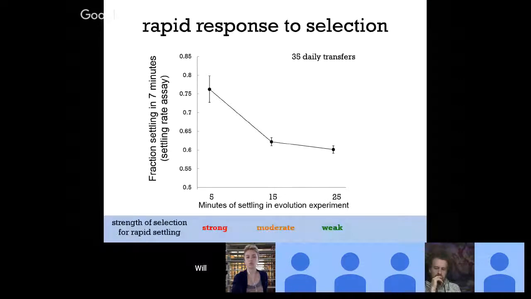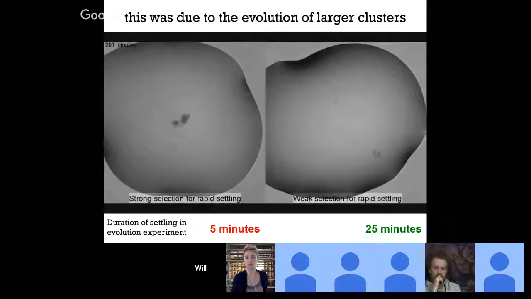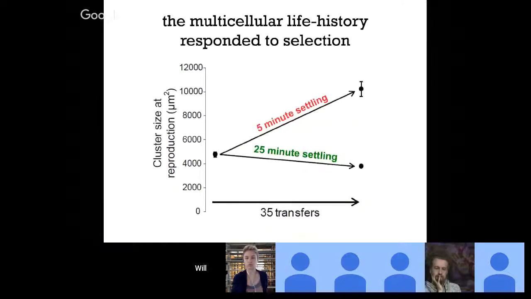With strong settling selection, they evolve to sink faster, and that slacks off as we give them more time to get to the bottom. And the reason behind this is pretty obvious. In the strong selection lines, they evolve to get big. And in the weak selection lines, they evolve to get small. Keep in mind that these, in fact, do share a common ancestor, so that's a pretty big divergence in just a month of selection.